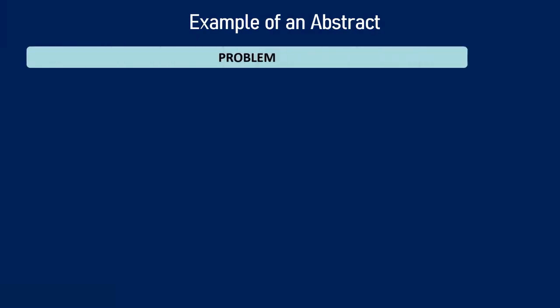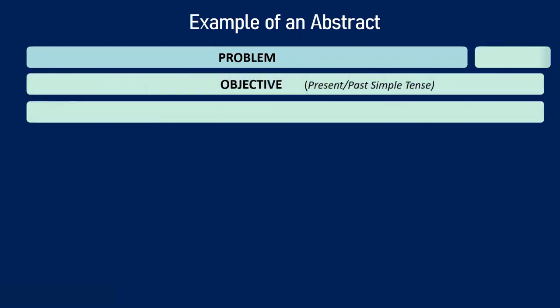Example of an abstract. First, write your problem. Start by clearly defining the purpose of your research. What practical or theoretical problem does the research respond to, or what research question did you aim to answer? After identifying the problem, state the objective of your research. Use verbs like investigate, test, analyze, or evaluate to describe exactly what you set out to do.